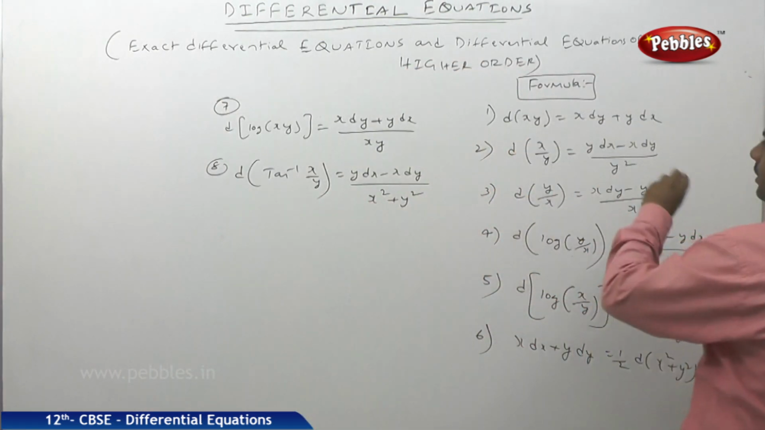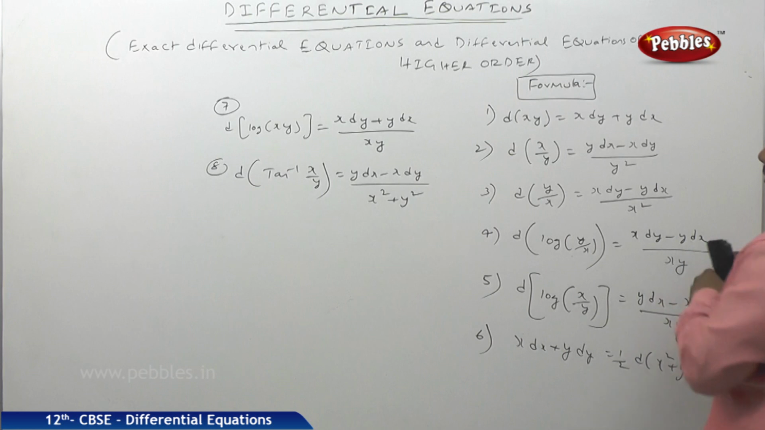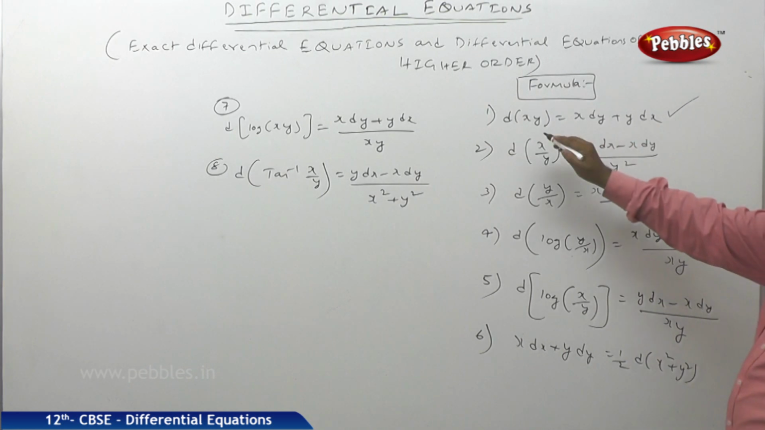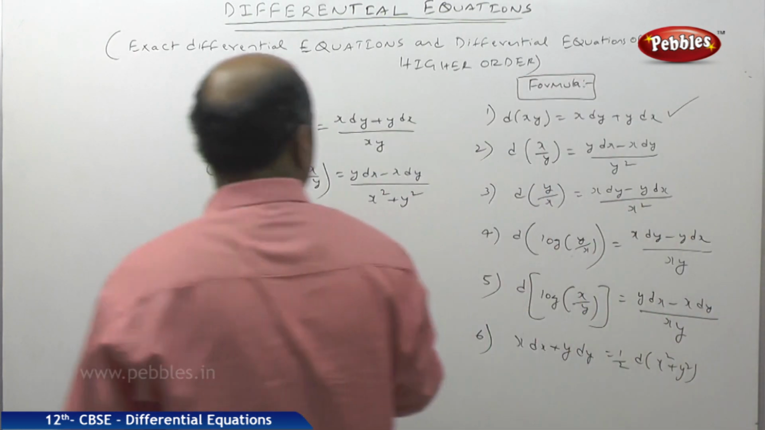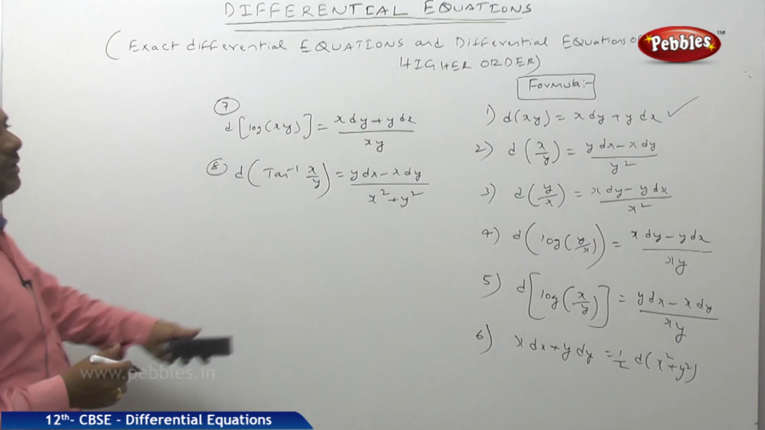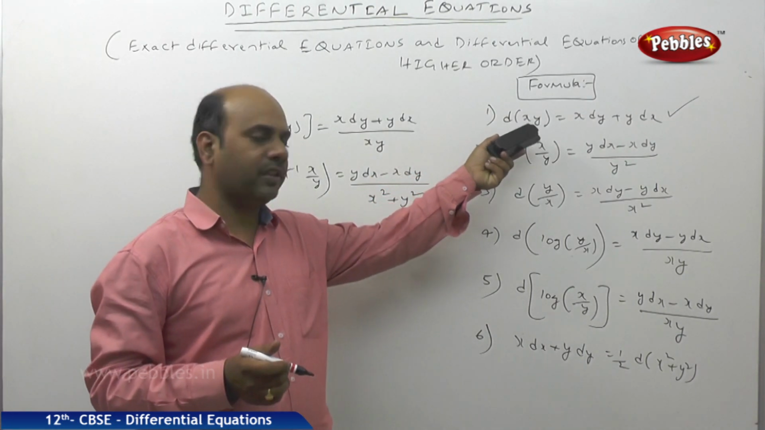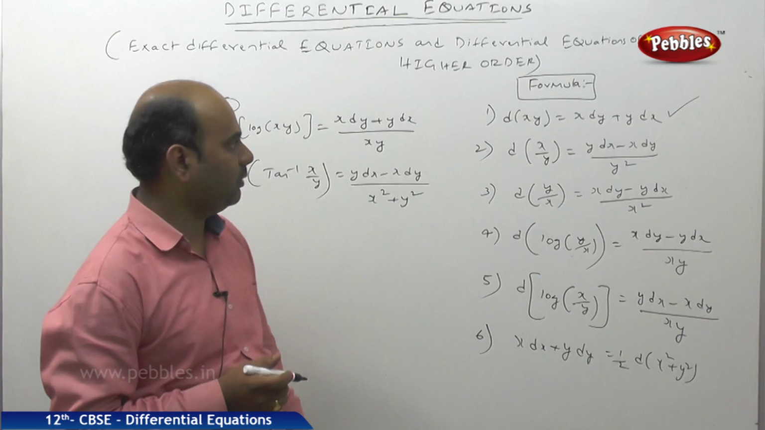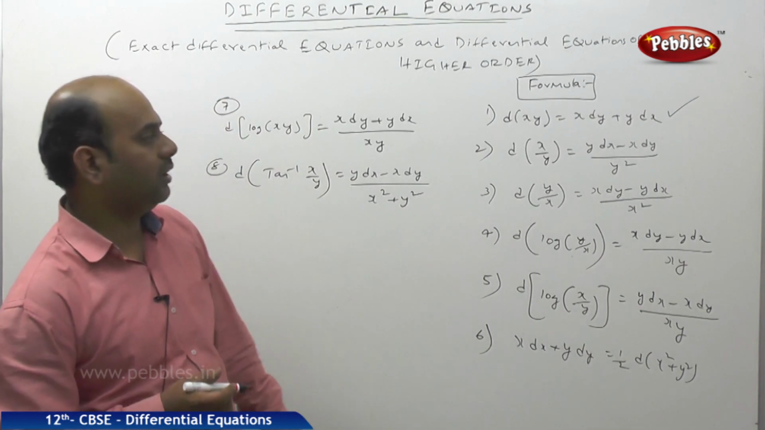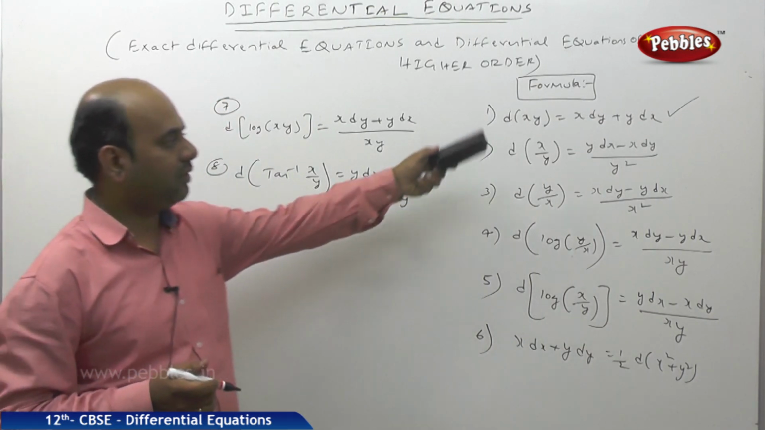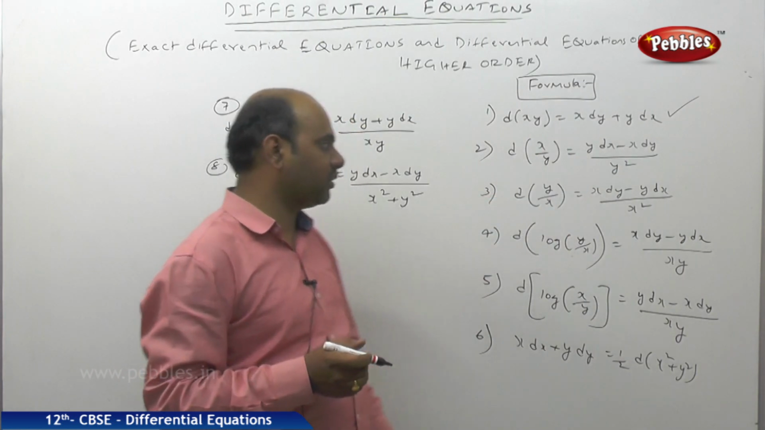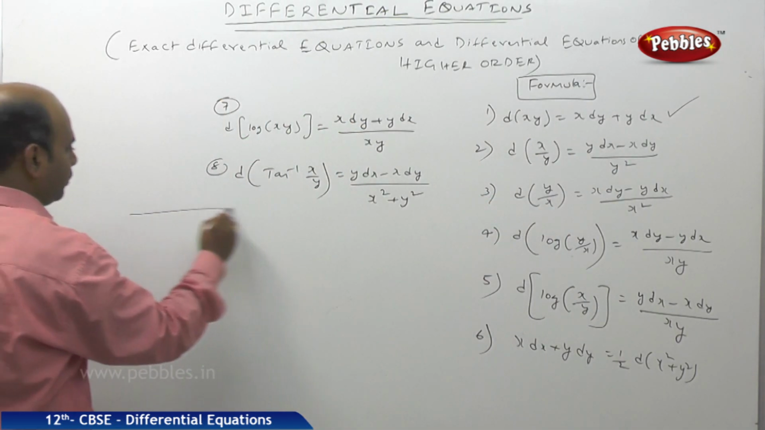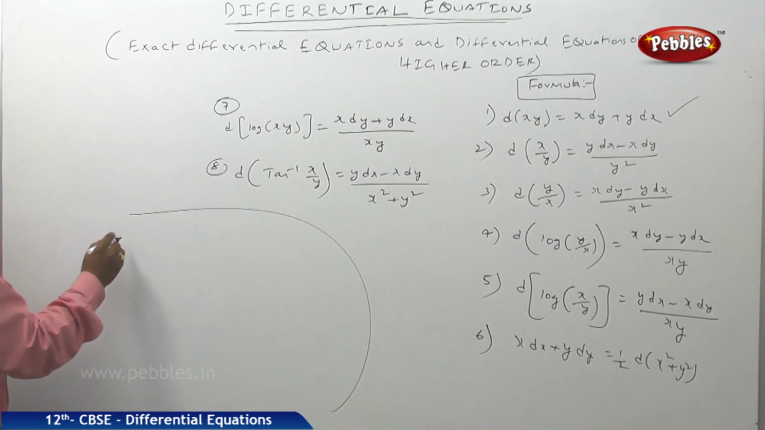d of xy can be written as x dy plus y dx. If you observe carefully, how we got all these results is like the UV rule only. So d of xy is x dy plus y dx, and d of x by y is (y dx minus x dy) by y squared. Some people may ask, sir, how did you get all these things?